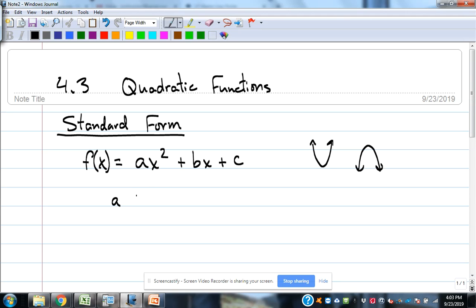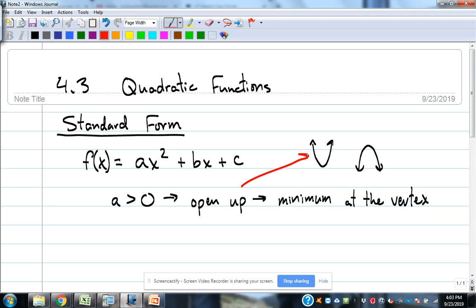If a is greater than 0, what kind of number is it? What numbers are greater than 0? Positive numbers. So that number in front of the x squared is a positive number. It's going to open up, and it will have a minimum at the vertex. Okay, so open up, that's that picture.